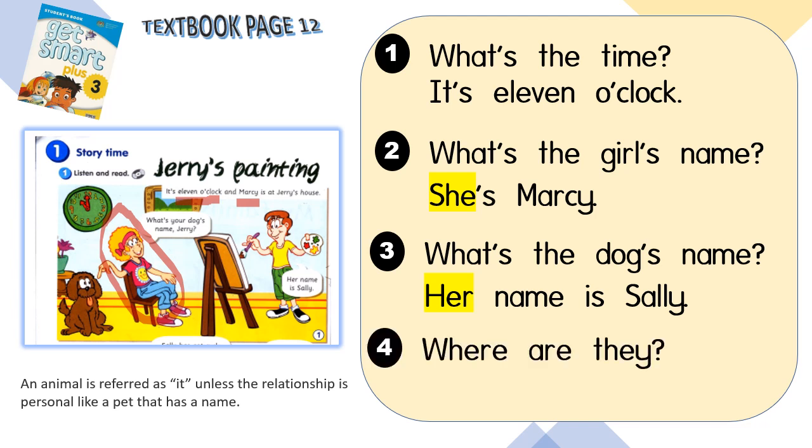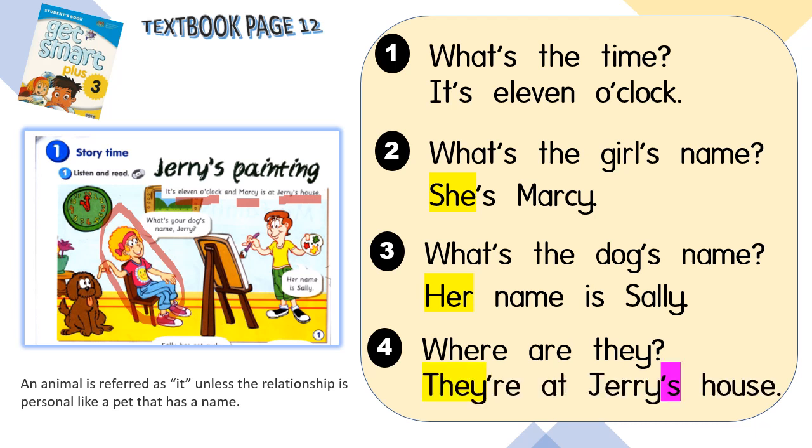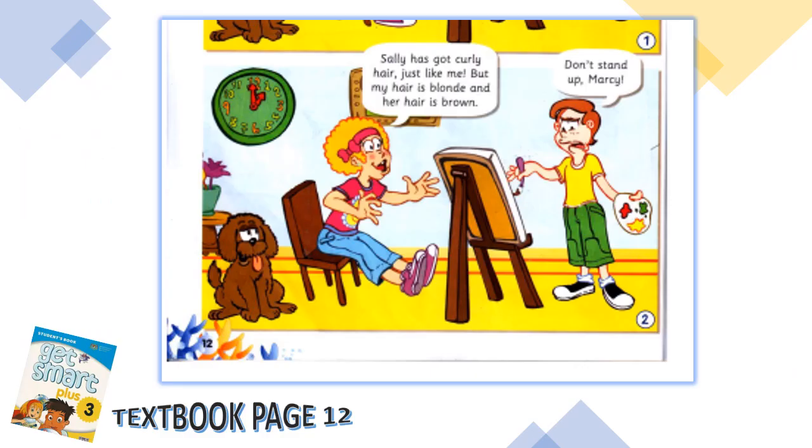Look at number 4. Where are they? Look here. Can you answer it? They are at Cherry's house. What does this mean? It means the house belongs to Jerry. Okay, let's move on to the next frame. Are you ready to read? Okay, please listen first and later we read together.